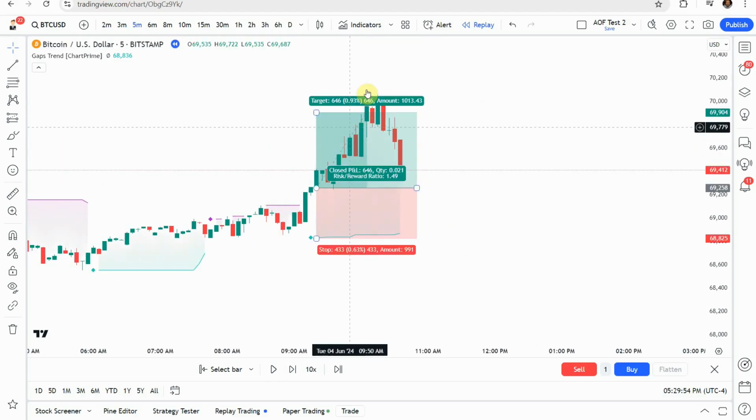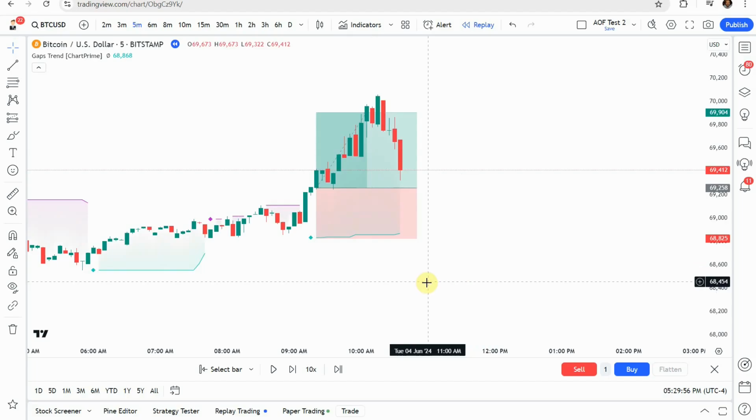Alright, so this one makes a really nice steady climb up, getting us to our take profit. Alright, so that puts us at the end of the testing right there.